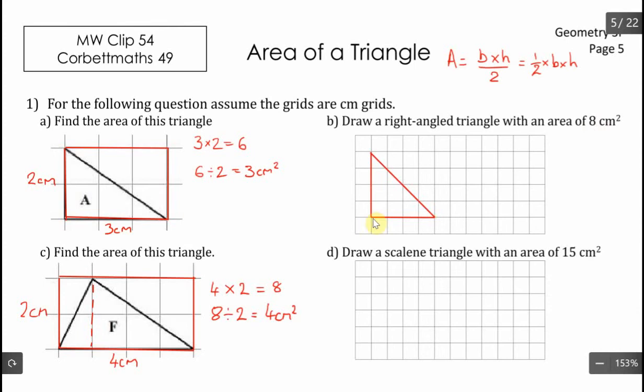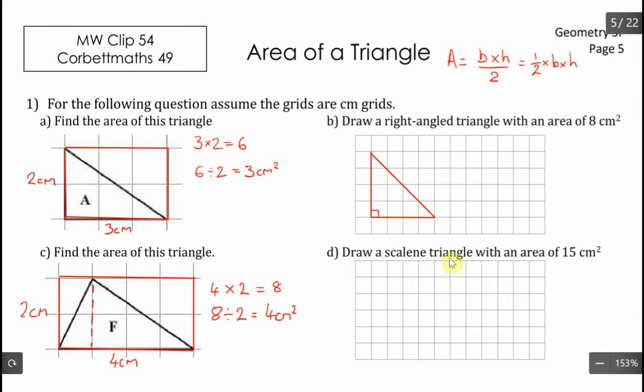Okay, so if you think about the rectangle around that, that would have an area of 16, so the triangle has an area of half. You could also do an 8 by 2, so 8 as the base, 2 as the height, but this will do for me. Okay, and there's my right angle there.